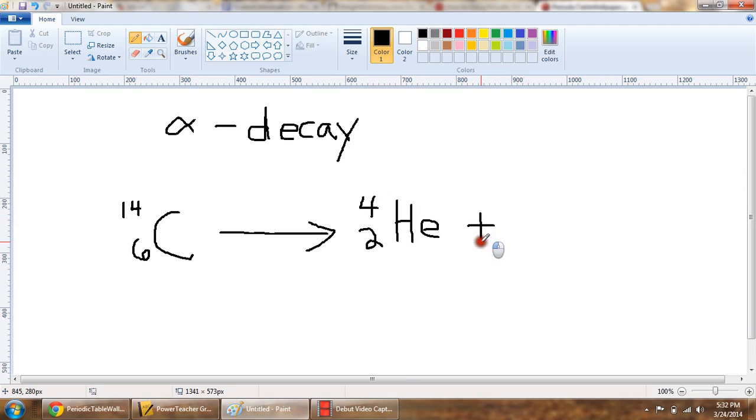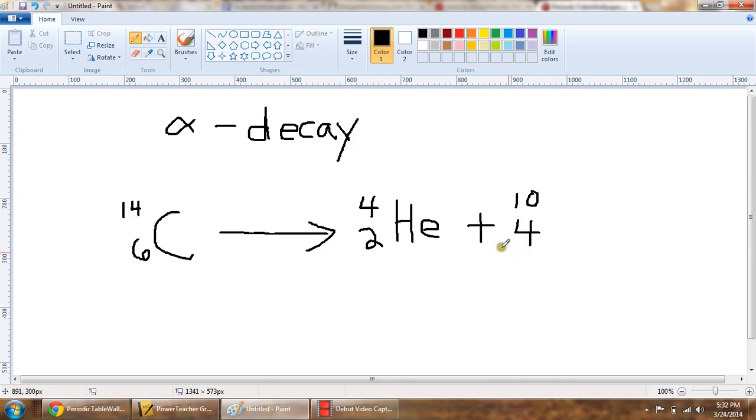Now there has to be something else that's yielded. We see the atomic mass before was 14. Helium only has an atomic mass of 4. That means there has to be an atomic mass of 10 somewhere else. The atomic number was 6. Helium's atomic number is 2. That means there has to be an atomic number of 4 for this other element.